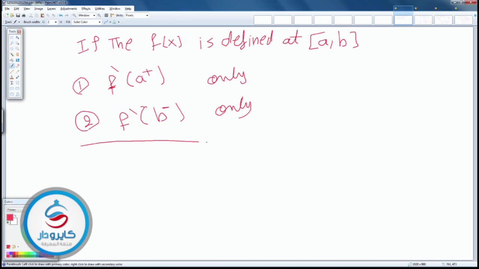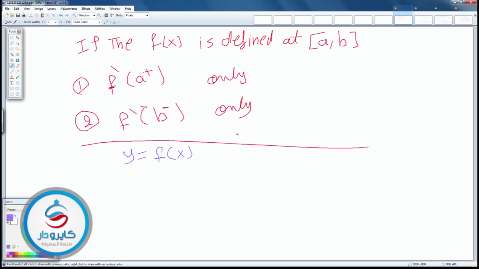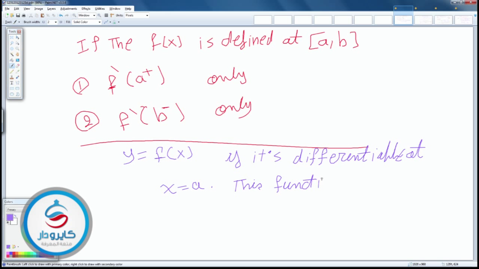طيب في ريمارك مهمه جدا اللي احنا قلناها في الاول، الا وهي ان انا لما يكون عندي y equal f of x, this is a function, if it is differentiable at x equal a، يبقى على طول this function must be continuous at the same point.